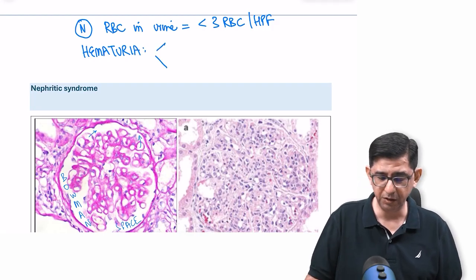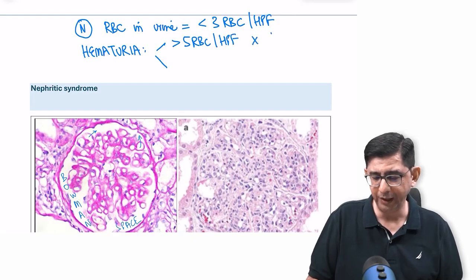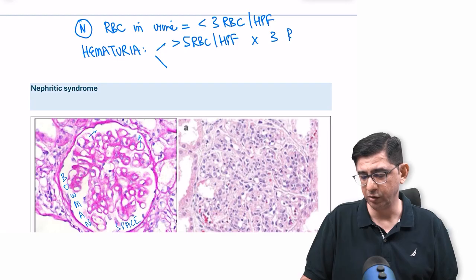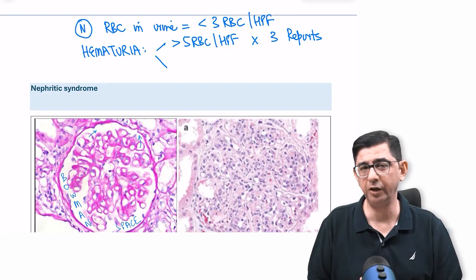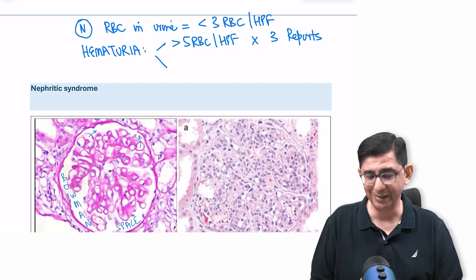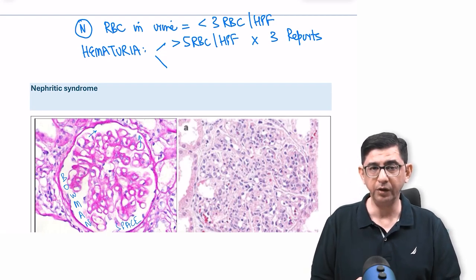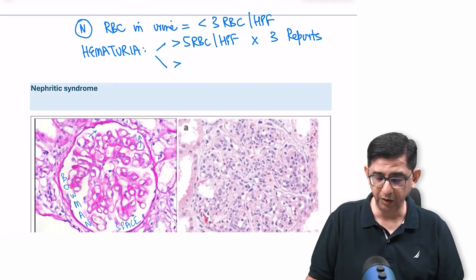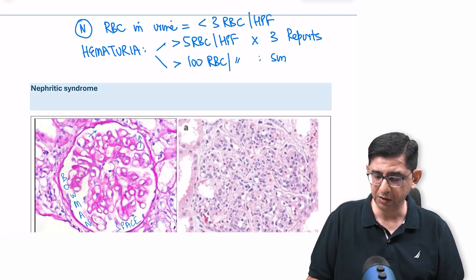The first definition is that there is more than 5 RBCs per high power field. But for this, I don't need a single report. I need at least 3 consecutive reports that the person's urine specimen, when centrifuged under microscopic examination, has more than 5 RBCs per high power field. On the other hand, if the report shows more than 100 RBCs per high power field, a single report is sufficient for identification of hematuria.